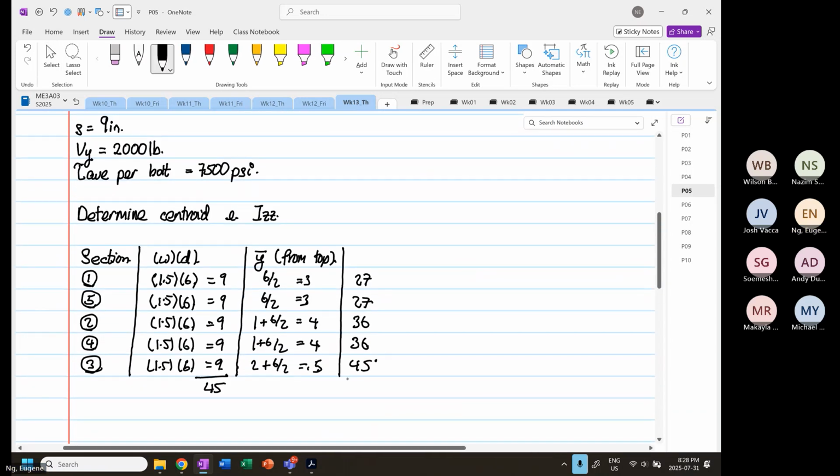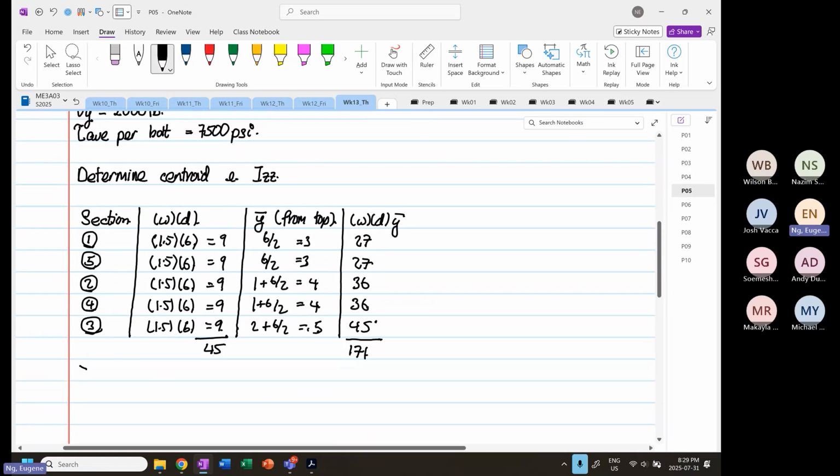Okay. Then over here, so this is your width, depth, Y bar. So you have 27 plus 27 plus 36 plus 36 plus 45. 171. So your Y bar is 171 divided by 45. So it's 3.8 inches from the top.